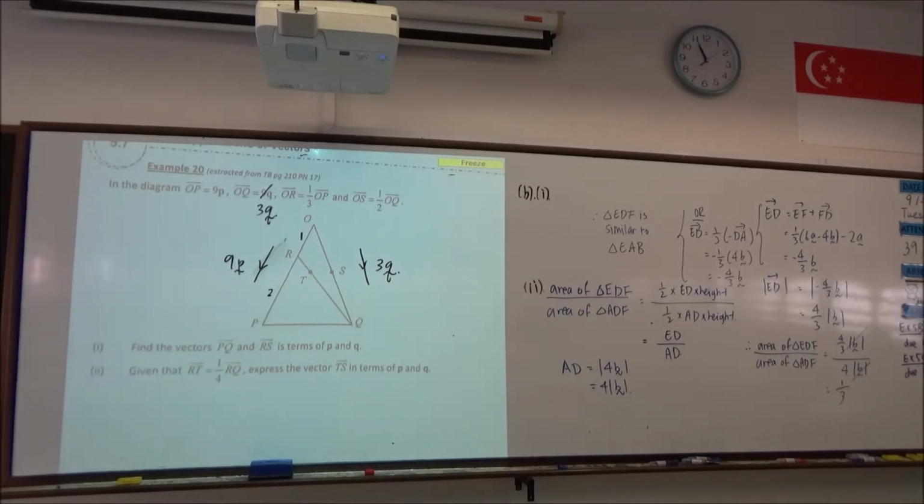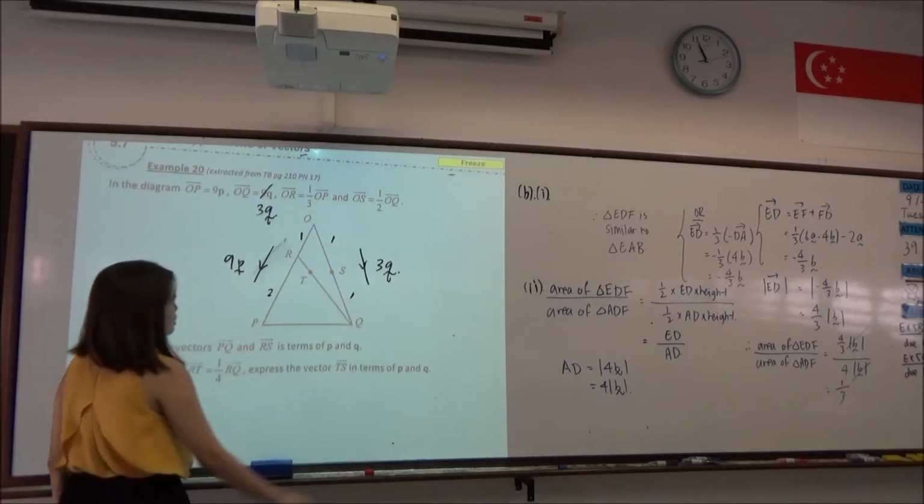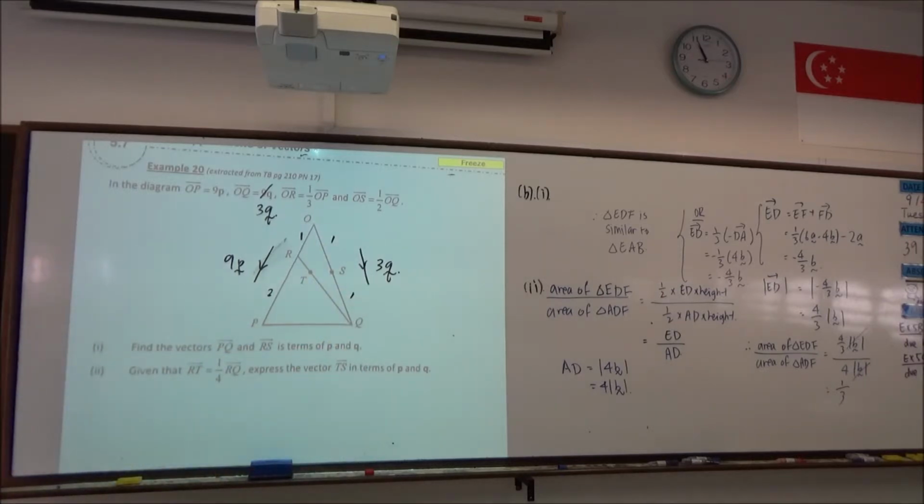Then after that, OS is equal to half of OQ. So therefore, this is just a 1 is to 1 ratio. Part 1, we want to find out what's the vector of PQ, as well as the vector of RS. Could you very quickly find out what are these two vectors?